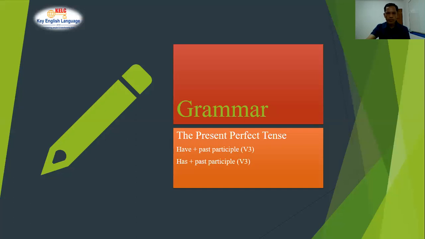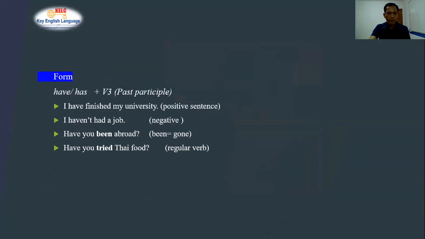Okay, so the present perfect tense, the form is here. We use have plus past participle. Past participle is also called verb 3. So in the following lesson, we are going to use only verb 3, that means past participle. The form is have or has. With I, we, you, they, we use have and verb 3.